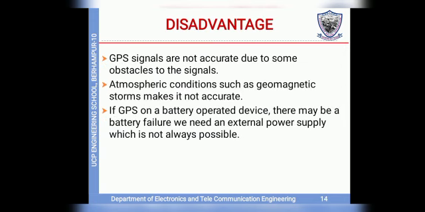Disadvantages. GPS signals are not accurate due to some obstacles to the signal. Atmospheric conditions such as geomagnetic storms make it inaccurate. If GPS is on a battery operated device, there may be a battery failure. We need an external power supply, which is not always possible.